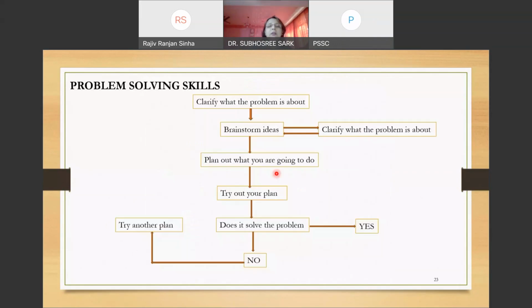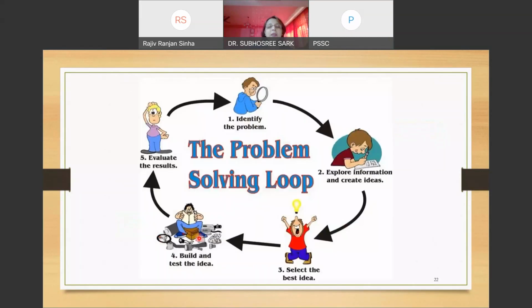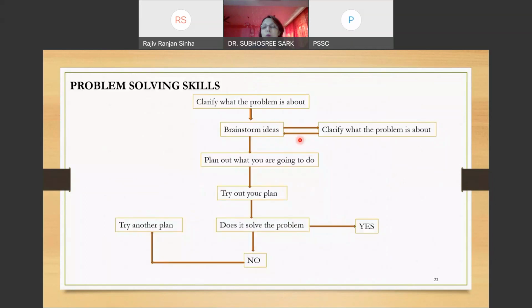Evaluating the results, yes, try out your plan. Does it solve the problem? Yes, the idea is working. Does it not solve the problem? No. Try another plan. Which plan will you try? You have selected the best idea which you thought will work, but then you have collected other ideas here. Okay, so again, go back to this point and again come down this way.